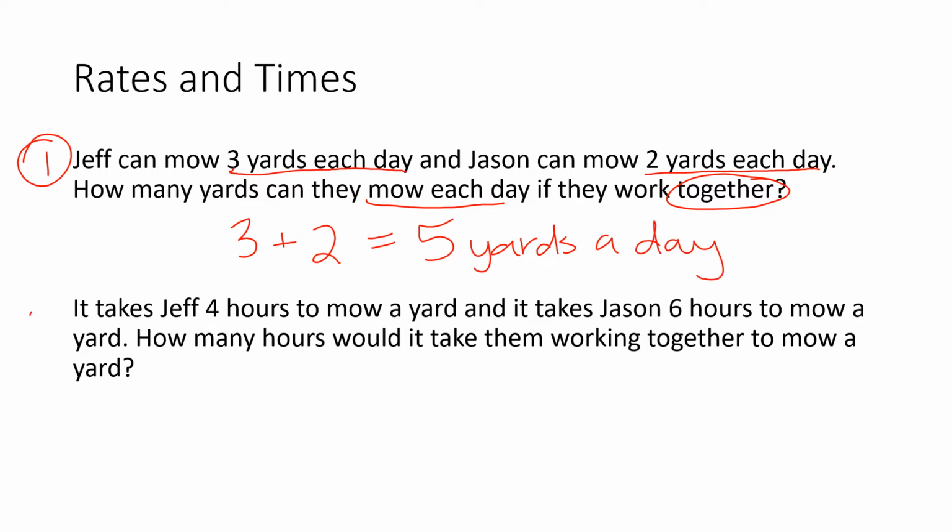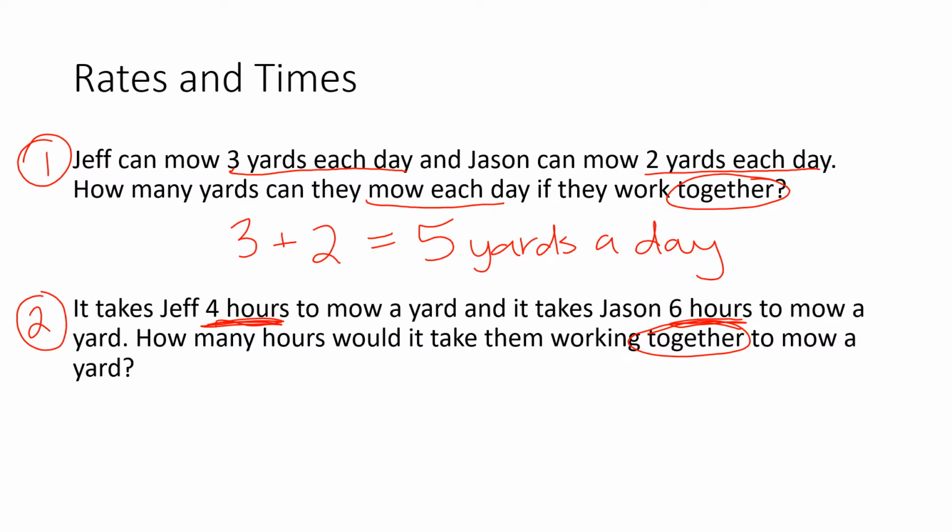Let's compare that to example number 2. It takes Jeff 4 hours to mow a yard, and it takes Jason 6 hours to mow a yard. How many hours would it take them working together to mow a yard? So Jeff takes 4 hours, Jason takes 6 hours. How many hours would it take them together to mow a yard? Based on the first example, some people would be tempted to add these values together. 4 plus 6 is 10, but that doesn't make any sense. It shouldn't take longer to mow the yard if they work together. It should actually go faster whenever you work together.